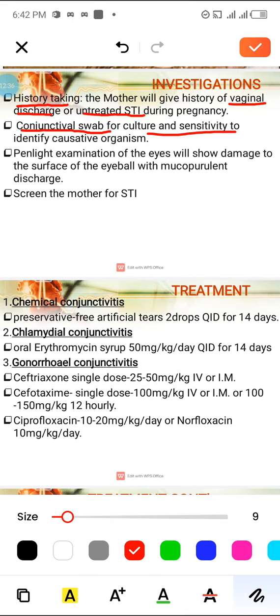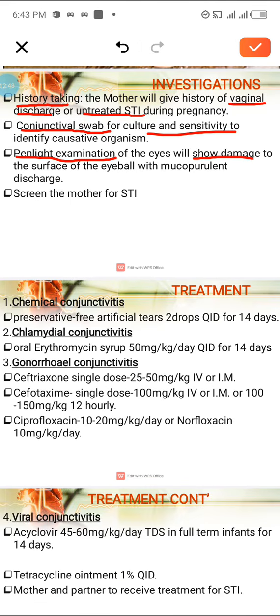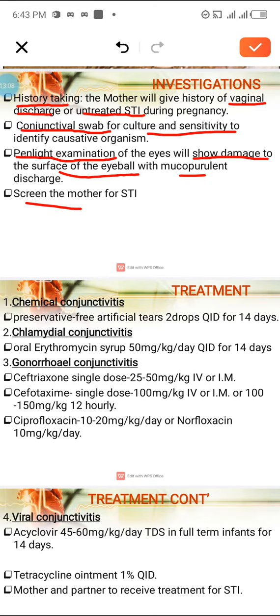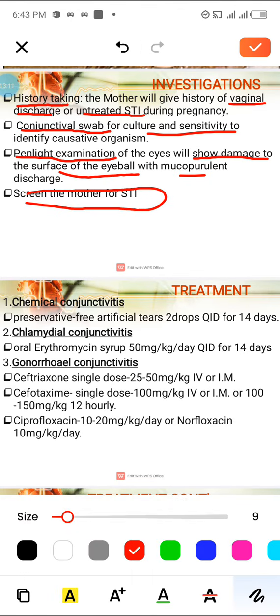Then another thing that you're going to do is a pen light examination, meaning those pens or a small torch. When you get that small torch, you're going to examine the eye and it will show the damage to the surface of the eyeball with mucopurulent discharge. So it will just show the outside. It won't show the details inside the eye, but just what's on the surface of the eye, because you can't see inside with the pen light. Okay, then you have to screen the mother for sexually transmitted infections. That's what you're going to do. So mostly this deals with sexually transmitted infection.